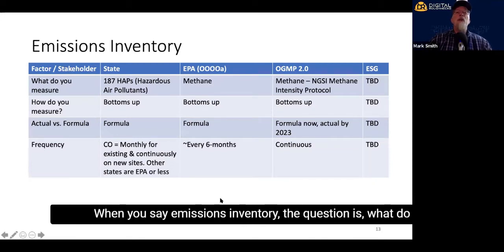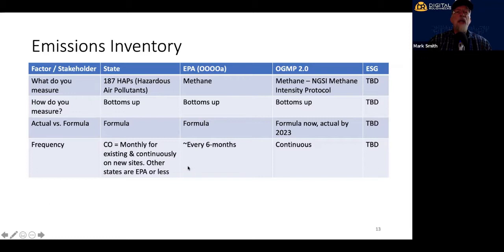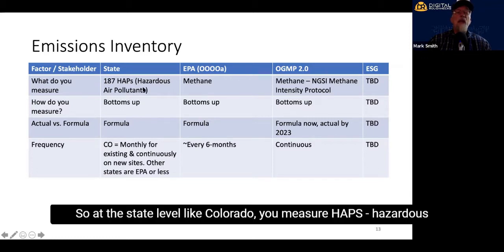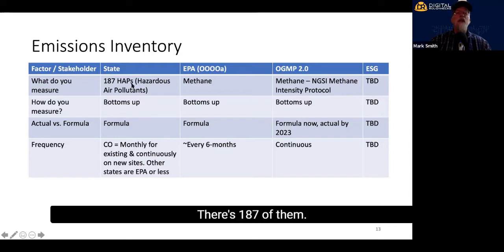Now, there's a difference. When you say emissions inventory, the question is, what do you mean? At the state level, like Colorado, you measure HAPs, hazardous air pollutants. There's 187 of them.